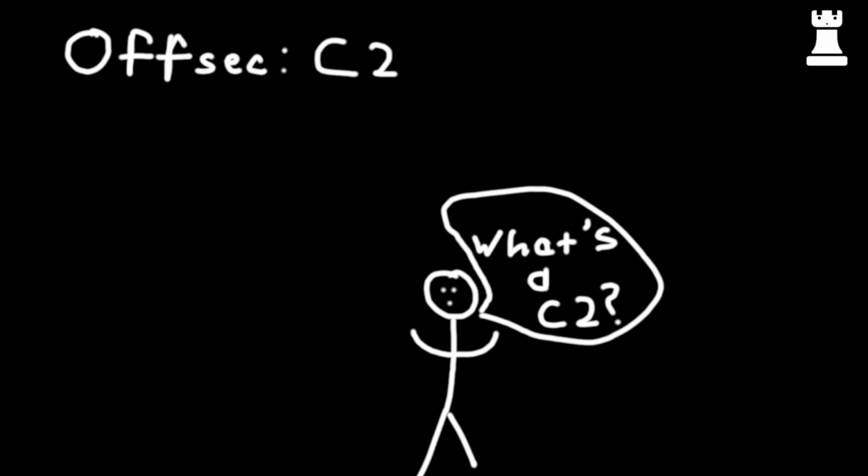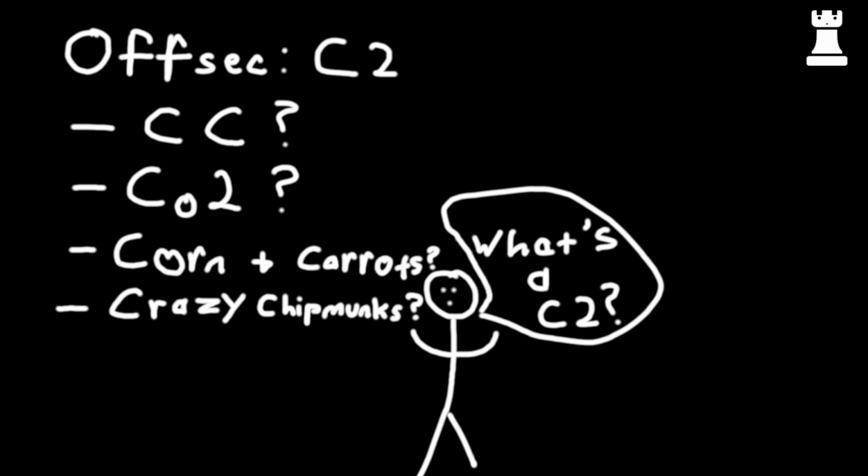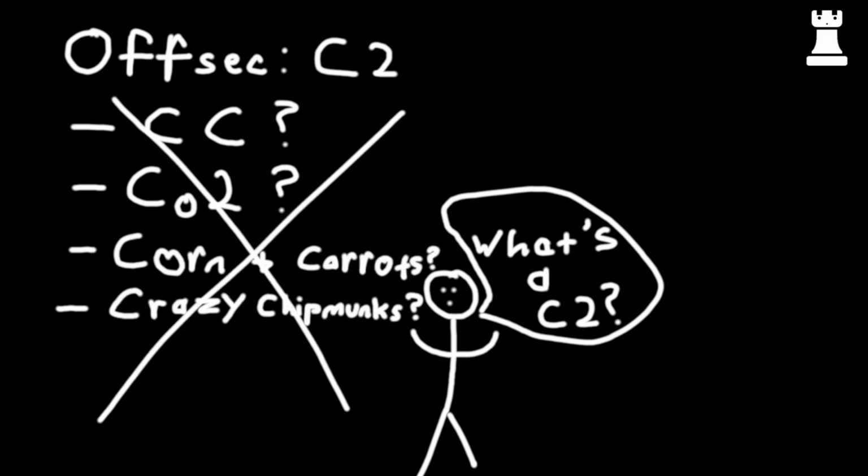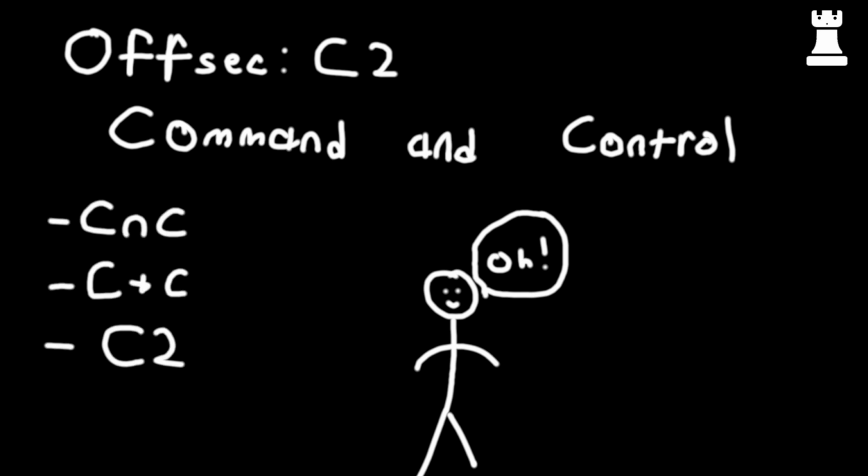Alright, so let's dive in. What the hell is a C2? CC, CO2, corn and carrots, crazy chipmunks. No, it's not any of those things. C2 is just fancy InfoSec terminology for command and control, and you may see it represented as CNC, C and C, or just C2.